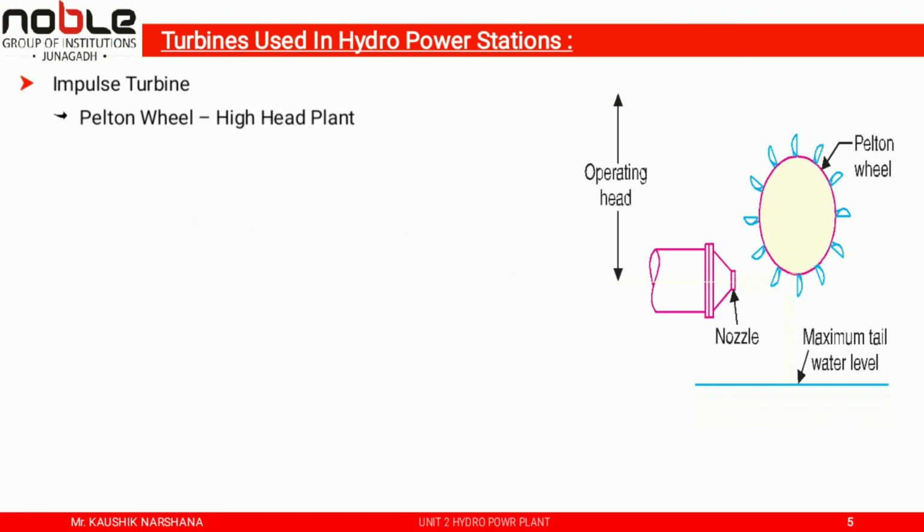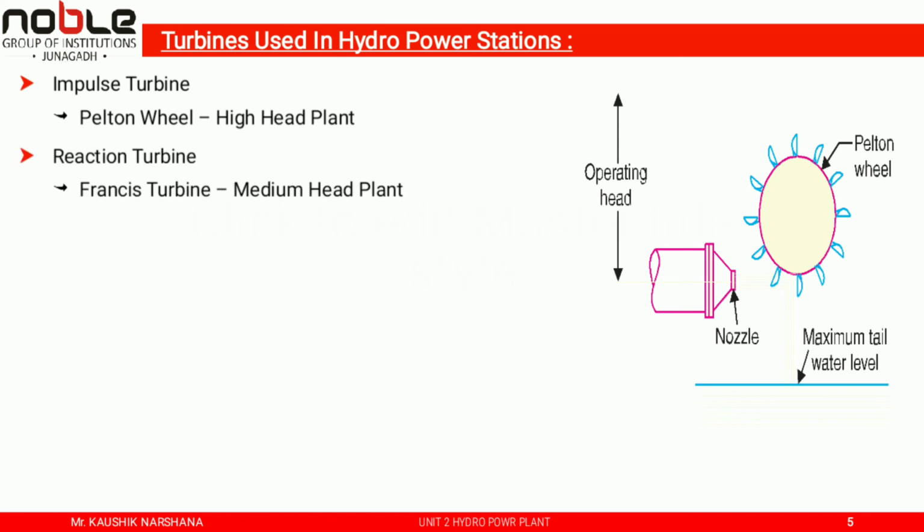Now we see different types of turbines used in hydropower stations. The first turbine is the impulse turbine. So what is an impulse turbine? Basically, impulse turbines are horizontal shaft type turbines. It is used in high head plants where the velocity of water is high, right? Buckets are mounted on a wheel and water comes from the penstock through the valve to the nozzle, and a jet of water comes out of the nozzle, as shown in the diagram.